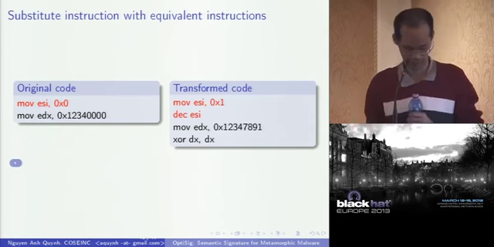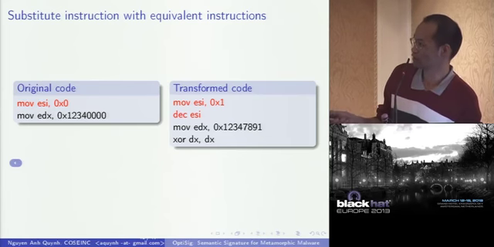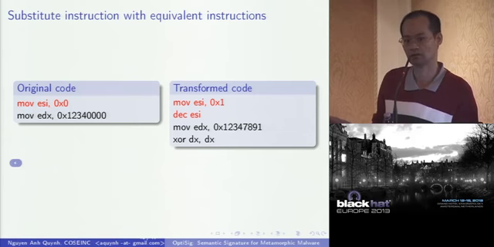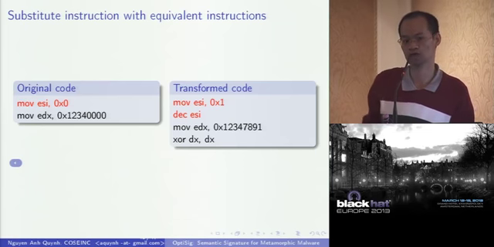You can see that here, the malware tries to substitute move 0 to ESI with move 1 to ESI, and after that decrease it. So you can see that this one and this one, they are the same thing. Copy 0 to ESI, but it looks very different.